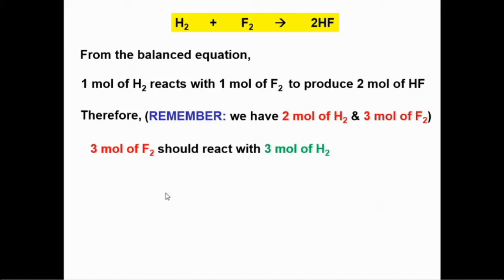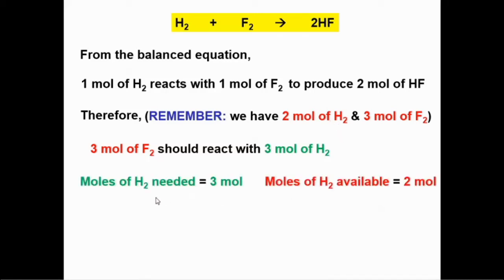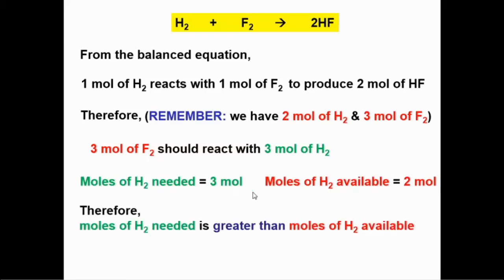However, we don't have 3 moles of hydrogen. So how many moles of hydrogen do we have? Yes, guys, we have 2 moles of hydrogen, not 3 moles of hydrogen. So that means the moles of hydrogen needed is greater than the moles of hydrogen available. So this means hydrogen is not enough. Hydrogen is not enough. So what will happen to the reaction?